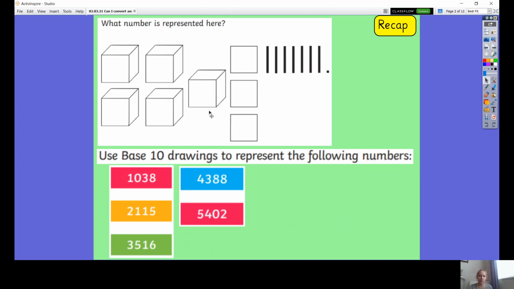If we look at this picture up here in its base 10 diagrams, think about what these cubes represent. Can you remember what these squares represent? They've usually got lots of little lines all over them, haven't they? And then these here and these here. Just have a little think for a second. Can you remember what each of those represents? And can you write down which number is represented? Pause and have a little go at that for me, please.